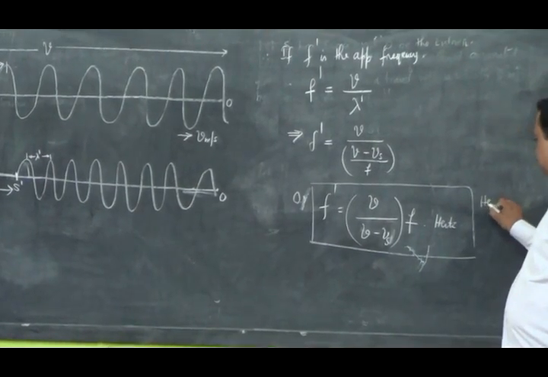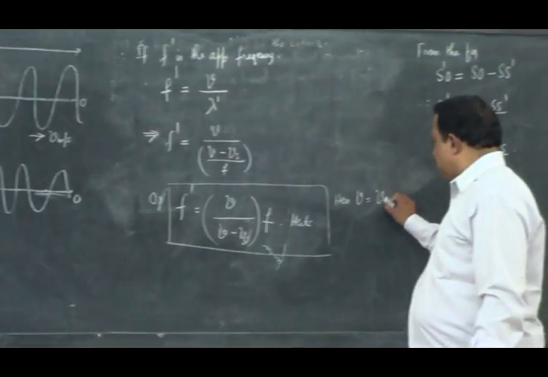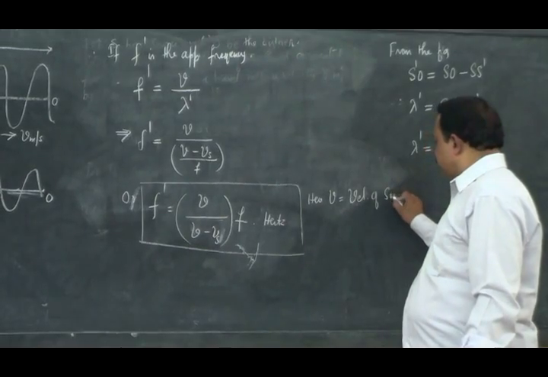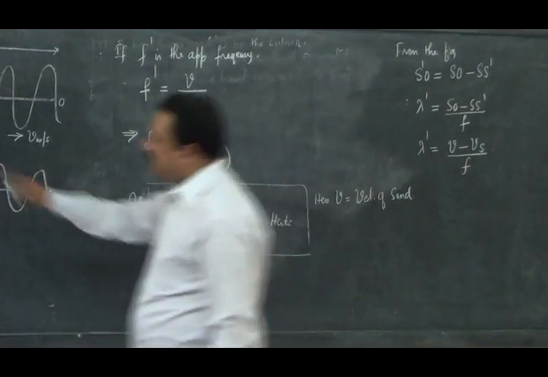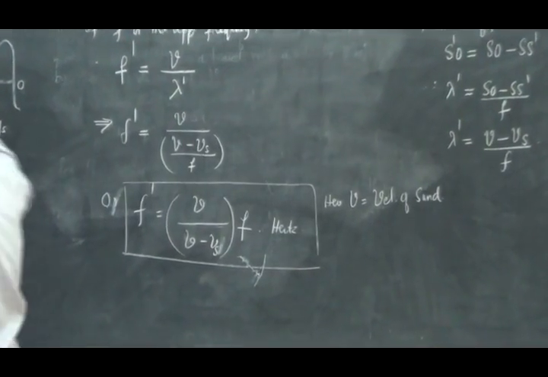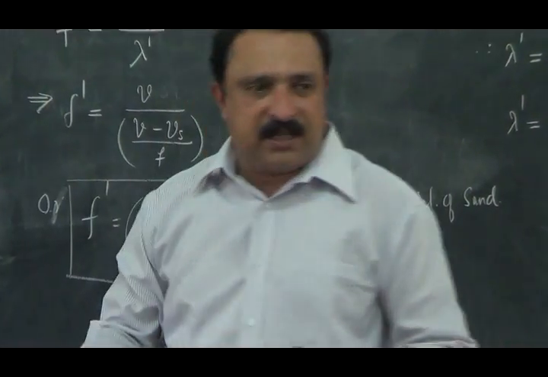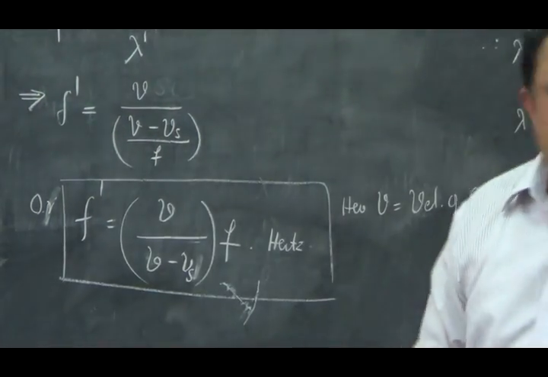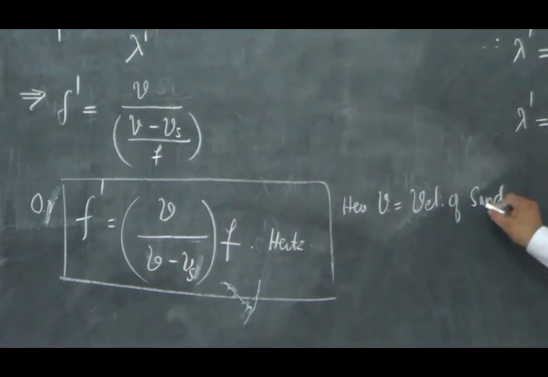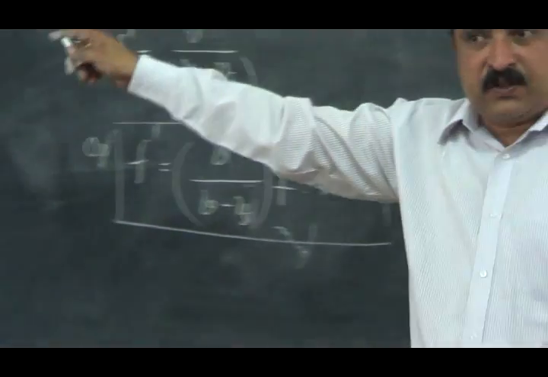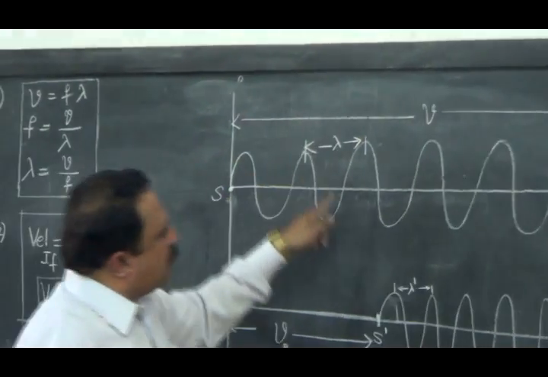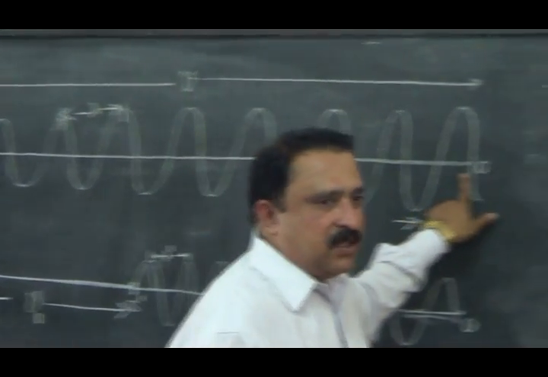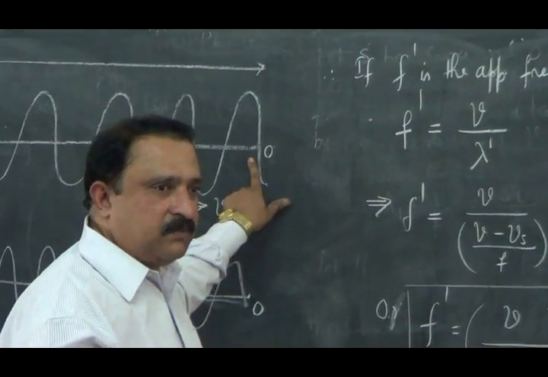Here, V is the velocity of sound, or the distance the wave has travelled from S to O. Velocity is the same as distance in this case when t equals 1. V is the velocity of sound. Did you understand why V is the velocity of sound? Because as the train blows the horn, the sound reaches him in 1 second. So that is the velocity of sound.